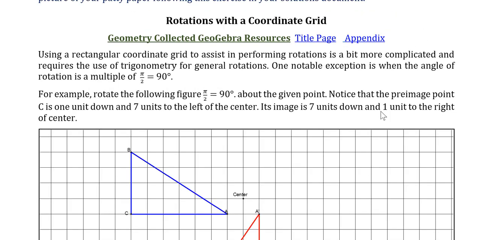In this video, we're going to talk a little bit about rotations using a coordinate grid. Now, it's a little harder and more complicated using a coordinate grid for rotations than, say, for translations. But there are some notable exceptions, and that's when the angle of rotation is a multiple of pi over 2 radians or a multiple of 90 degrees.